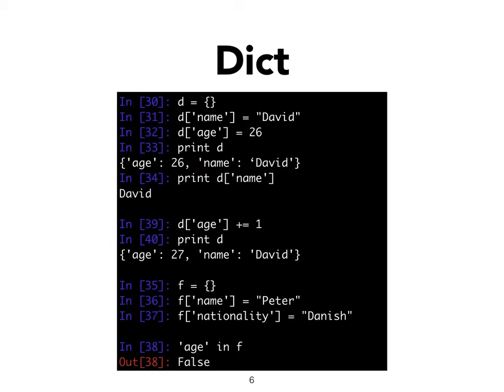And then we can print out the dictionary. So now you can see that the age is 26 and the name is David. Actually, I'm 27, but I haven't changed these slides since last year.